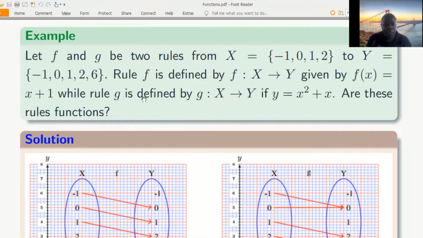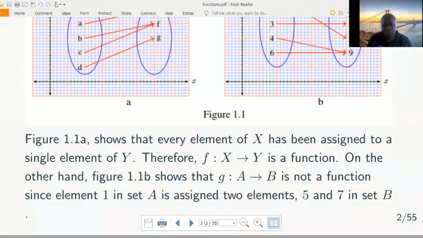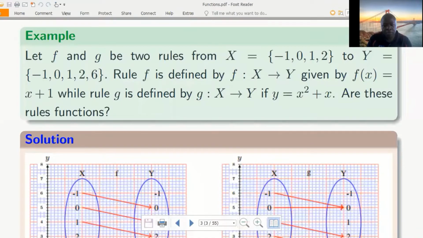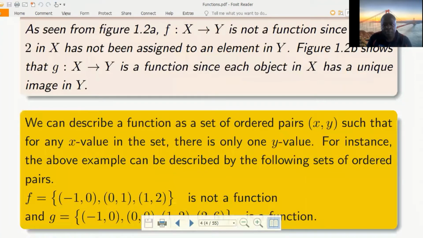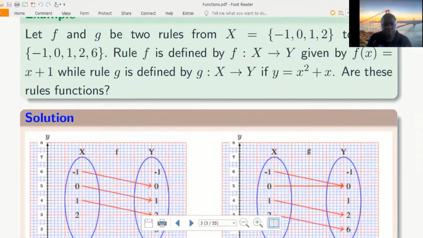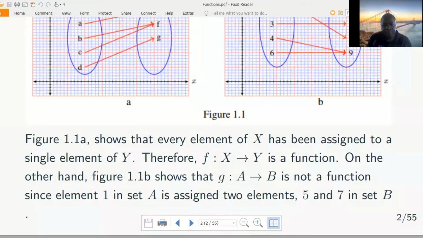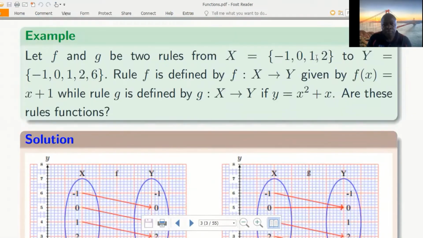Before we answer that question, it's important for us to know what the question wants us to do. Let me just first of all explain to you what the rules here mean. Just a minute, where was it? Let me just go back to it. Yeah, here it is. Okay.